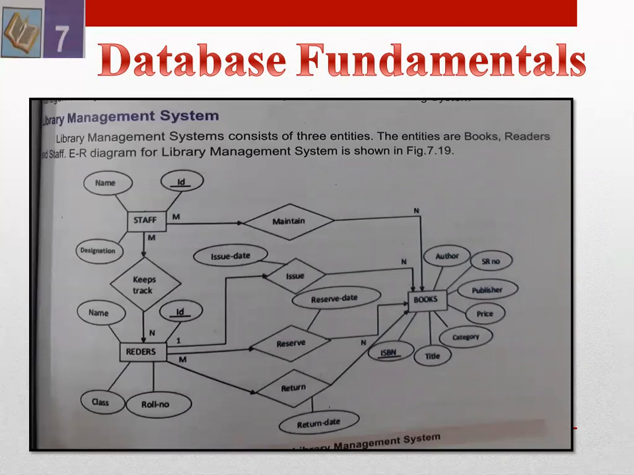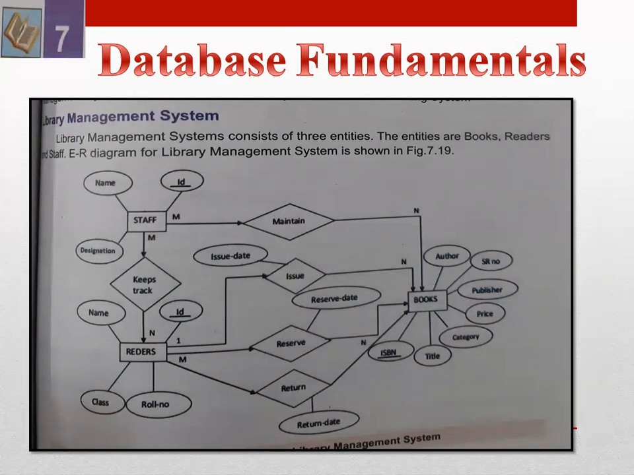So here are a few examples of ER diagrams for some systems like library management system, student management system, and ticket booking system. First of all, we will discuss the library management system. The library management system consists of three entities. The entities are books, readers, and staff. An ER diagram for the library management system you can view on your screen.